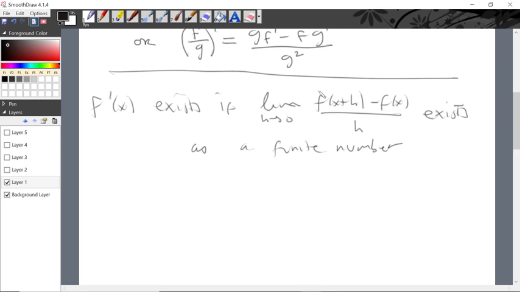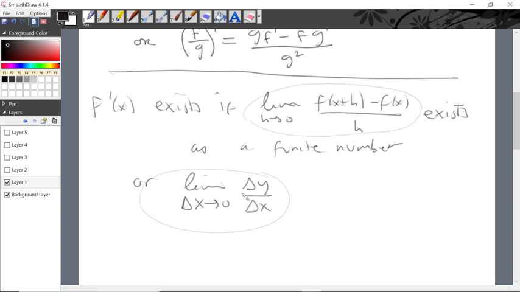Now, there's other notation that we have for this. If we use the delta x notation, that is the limit as delta x approaches 0 of delta y over delta x. It's another way of stating this limit of a difference quotient here. If this limit is equal to f prime of x, in other words, if this exists.